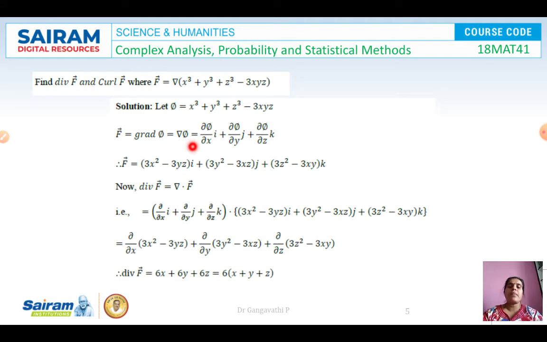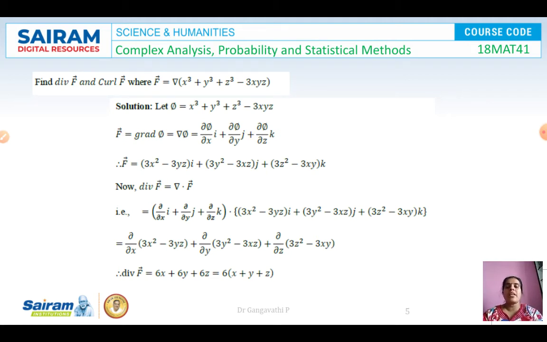Grad phi is nothing but, by the definition of a gradient of a scalar function, dou phi by dou x i, dou phi by dou y j plus dou phi by dou z k cap. So let us differentiate phi partially with respect to x and enter it here. Let us differentiate the same phi partially with respect to y and enter it here. And differentiate phi partially with respect to z and enter it here. So xyz is present in the last term. So this term should be considered when we perform dou phi by dou x, dou phi by dou y, dou phi by dou z, all the three, because of the variables present there.